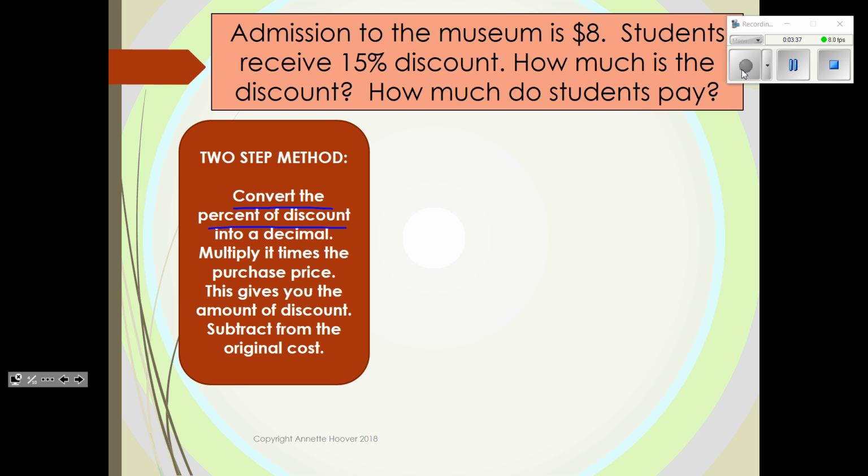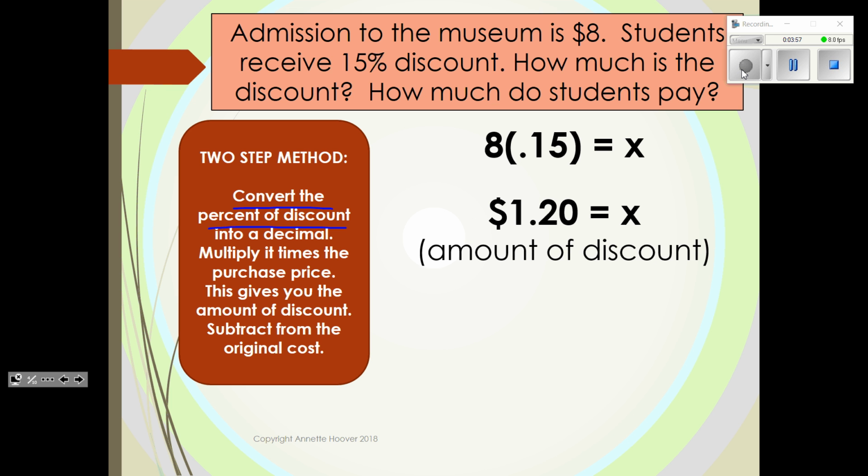We're always going to be converting the percent into a decimal. So we had 15%. Divide it by 100 or move the decimal over 2 places and you would have 15 hundredths. So if we multiply the cost times 15% turned into a decimal, you will find out how much the discount is. So if I type that into my calculator, I find out that it's a $1.20 discount.